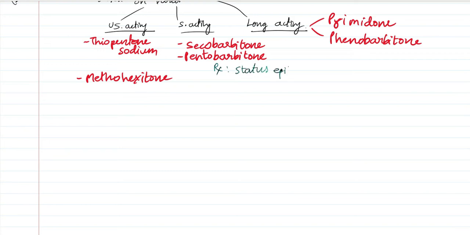Coming to some of the uses of these barbiturates: they are used in status epilepticus. They are used for narcoanalysis, and one of the uses of phenobarbital is as an anticonvulsant in children and in pregnancies.